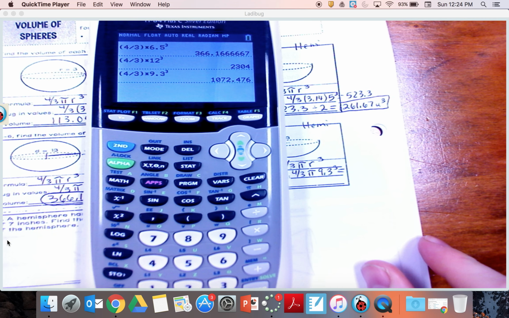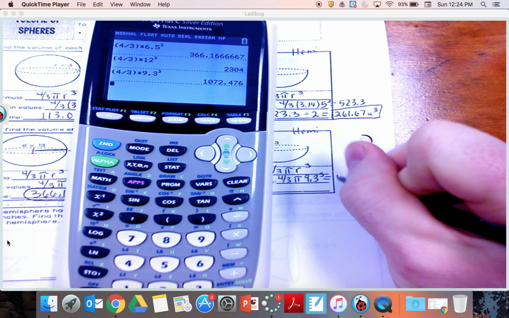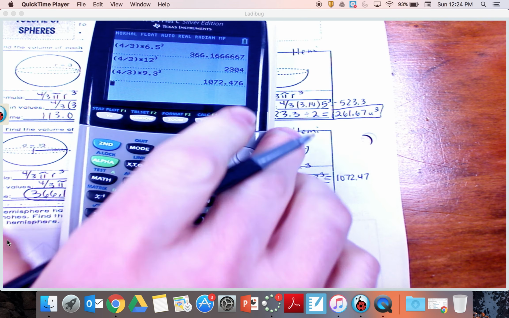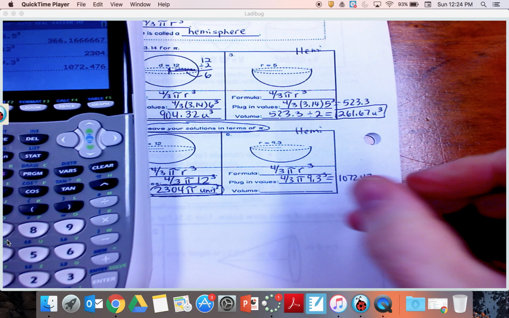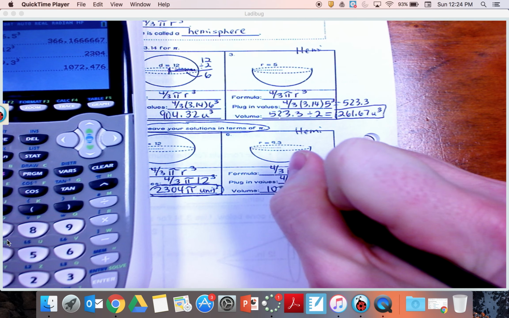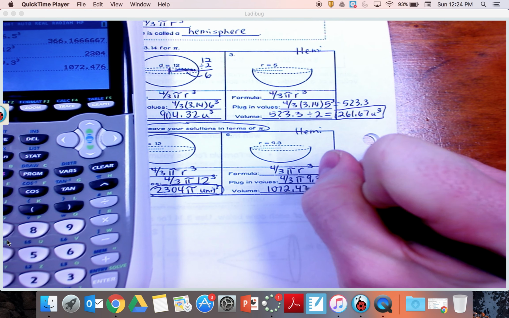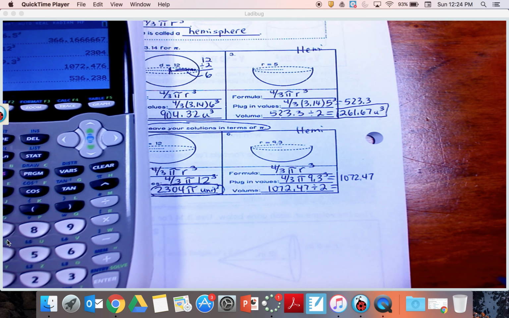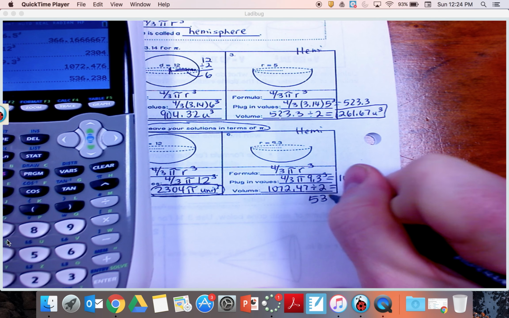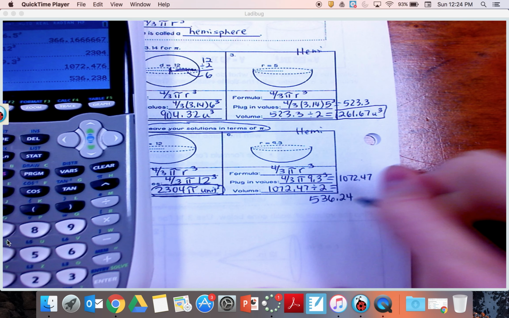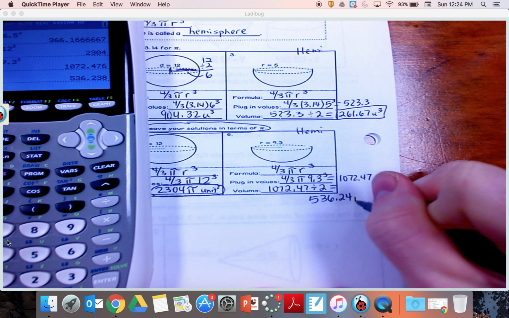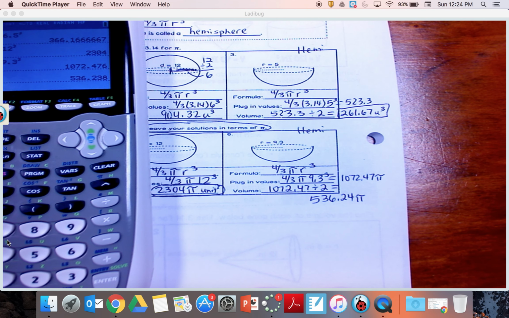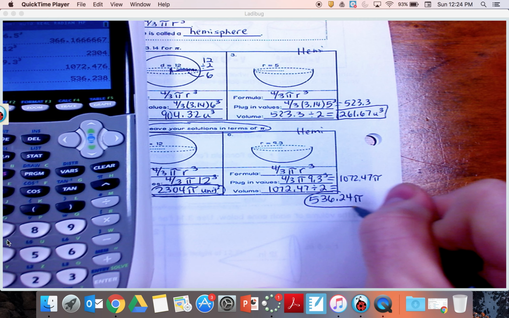That gives me 1072.47. So that's the volume of the sphere. So then remember, I got to divide that by 2 to get the hemisphere. So when I divide that by 2 to get the hemisphere volume, I get 536.24. But remember, I want it in pi terms because I haven't multiplied it by pi yet. This would have had pi there too, by the way, I should say. And so there would be my solution there.